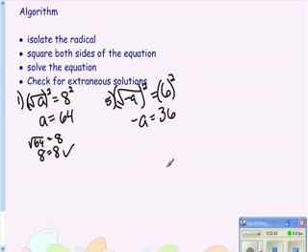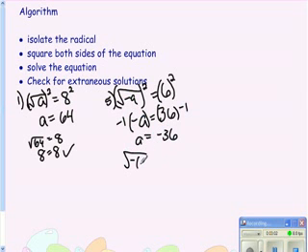6 squared is 36. I've got negative a, but I want to know positive a, so multiply by negative 1 on both sides to solve my equation. Get positive a equals negative 36. Last step, check for extraneous solutions. So plug the negative 36 back in. Square root of negative negative 36 equals 6. Negative negatives just means positive, so square root of 36, that's 6. It does equal 6, so it checks.